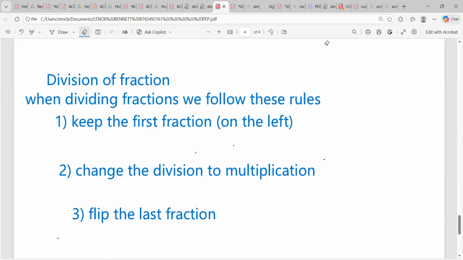Division of fractions, that's the next heading. And these are the rules. When dividing fractions, we follow these rules. 1, we keep the first fraction on the left. We're going to look at what we mean by that. 2, we change division to multiplication. And 3, we flip the last fraction.